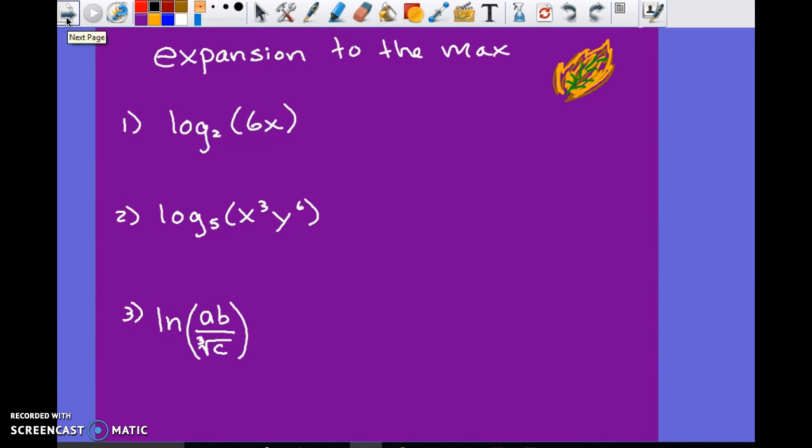At this point, if you want to go ahead and try some, go for it. These are a little bit more challenging. So if you want to try them, go for it. Okay, so again, I see multiplication, so I'm going to change it to addition. I have two things happening in this next one. I've got multiplication plus I have these powers. So I'm going to do this in multiple steps.